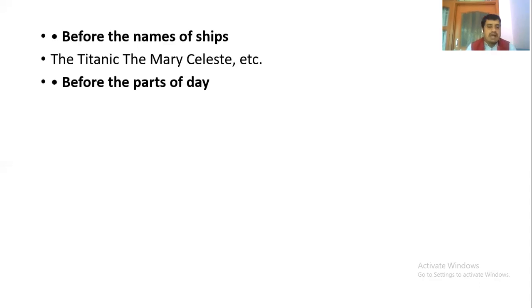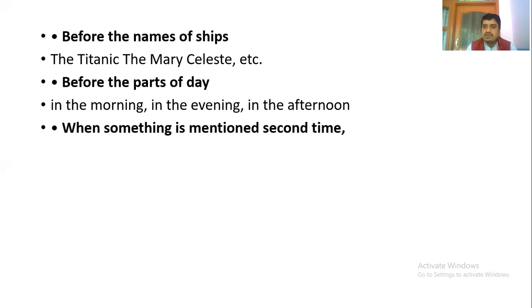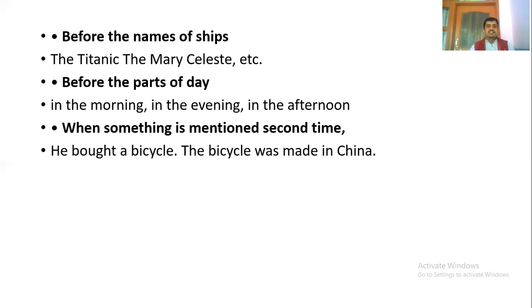we can use the before the parts of day: in the morning, in the evening, in the afternoon. When something is mentioned a second time, even if the article a or an was used the first time, in the second instance we use the. This is about a bicycle. The bicycle was made in China. Here the word bicycle is repeated in both sentences.